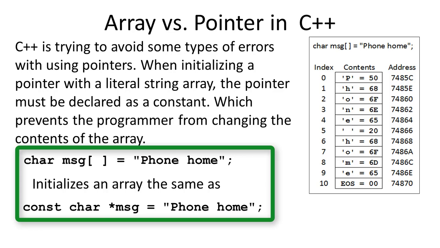When initializing a pointer with a quoted string, also known as a literal string, the pointer must be declared as a constant, which prevents the programmer from changing the contents of the array. Character MSG array equals, quote, phone home, quote, semicolon, initializes an array the same as const character star MSG equals, quote, phone home, quote, semicolon. When a program is running, the contents of the array can be changed when the array is declared and initialized using the array notation, but not when declared and initialized with the pointer notation.